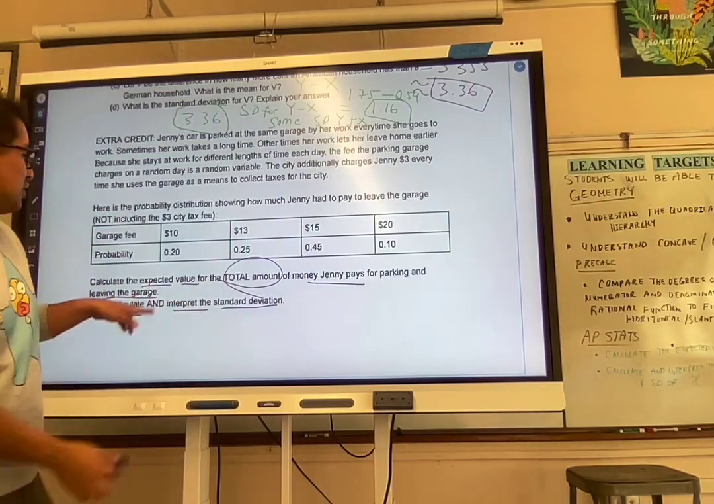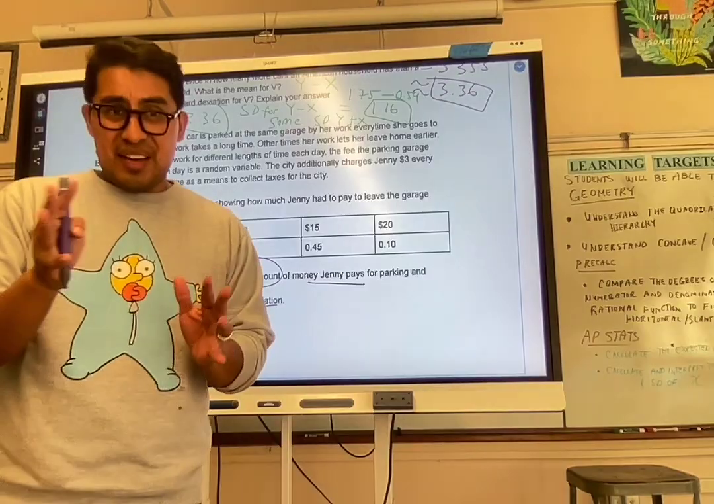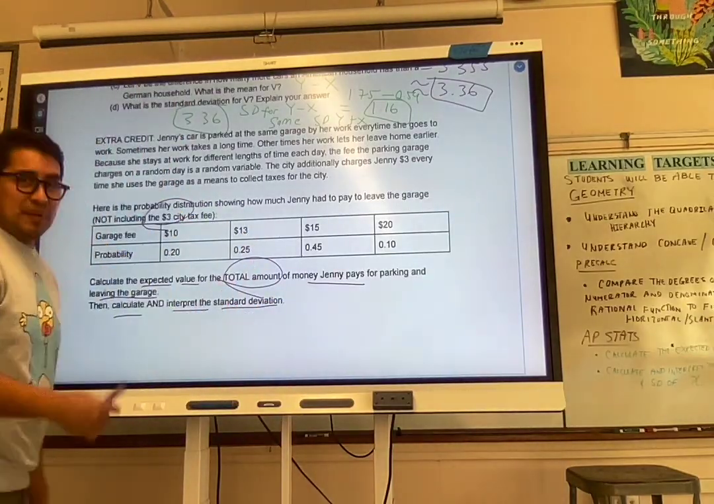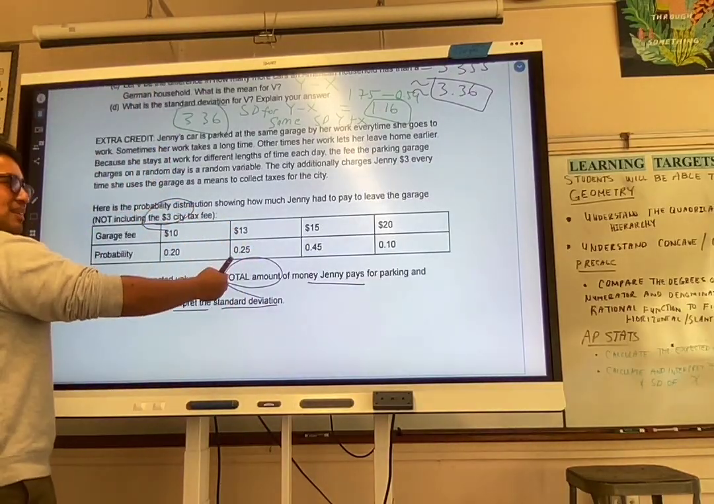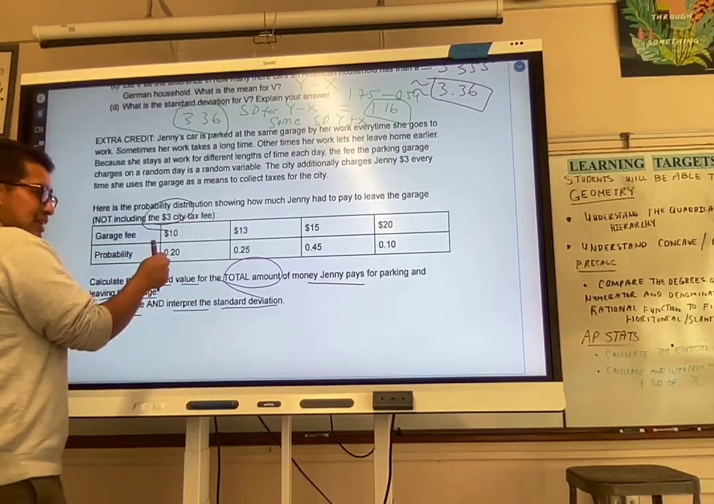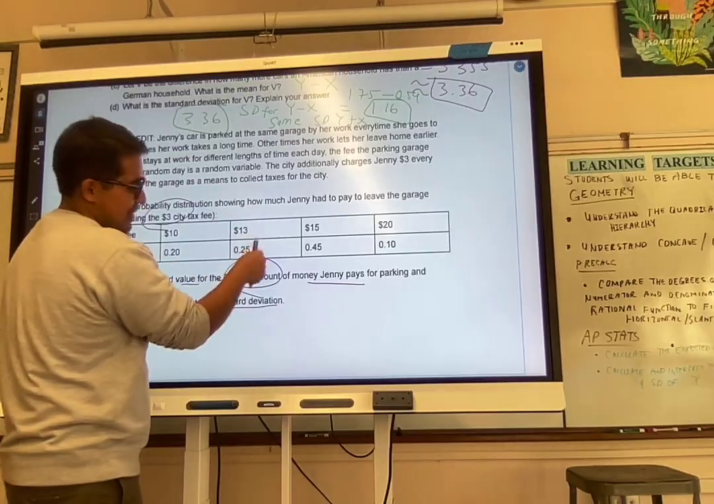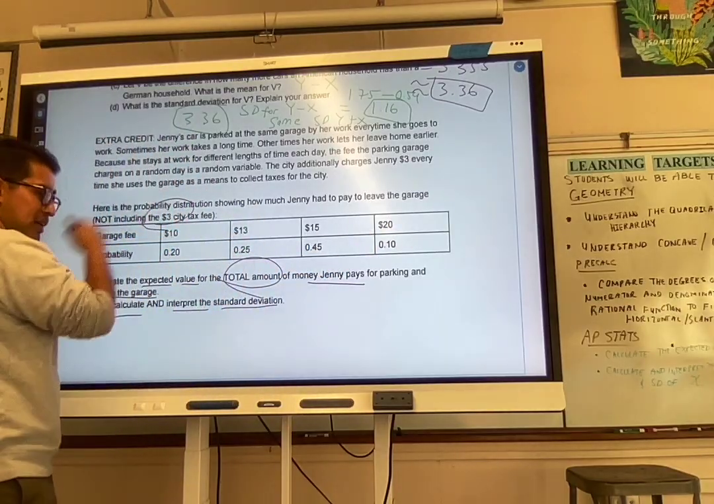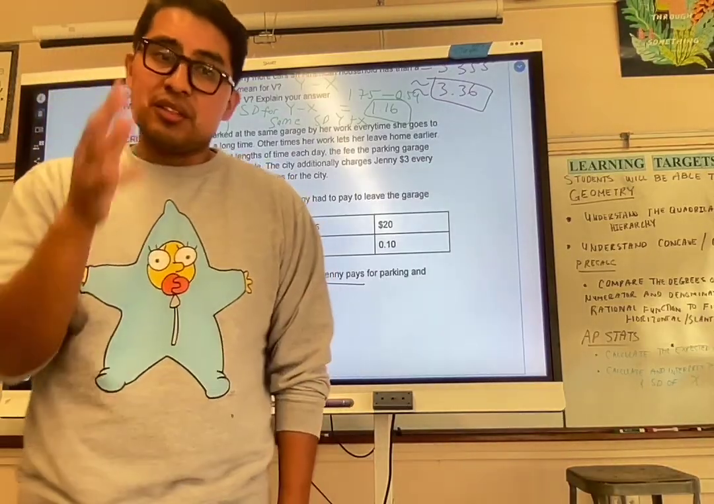And then you got to do something about the $3 fee, okay? So I'll leave that to you. Figure that out, and then calculate the standard deviation. And that standard deviation is going to be work, okay? Because you're going to have to take whatever you got as the expected value, remember? Subtract it from 10, square it, multiply it times 0.20, add that to 13 minus the expected value, square that answer, multiply it by 0.25, so on and so forth, right? And then you'll do a big square root and you get your SD, and then I want you to write a sentence, okay? So you can expect something similar on your extra credit for tomorrow.